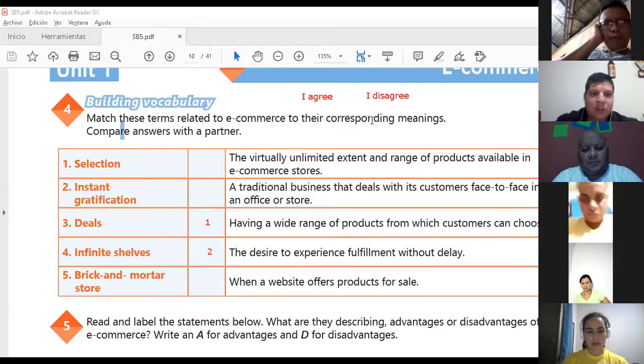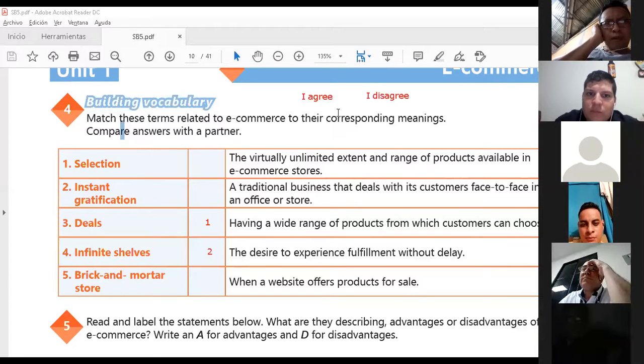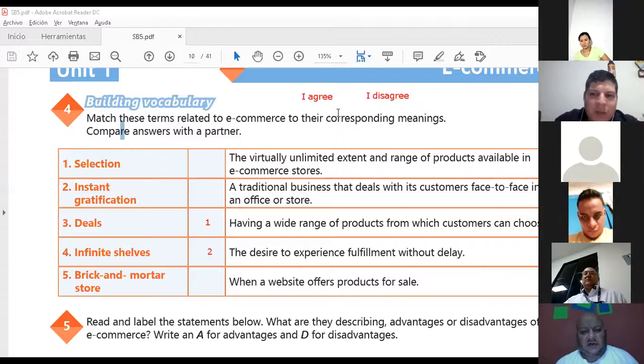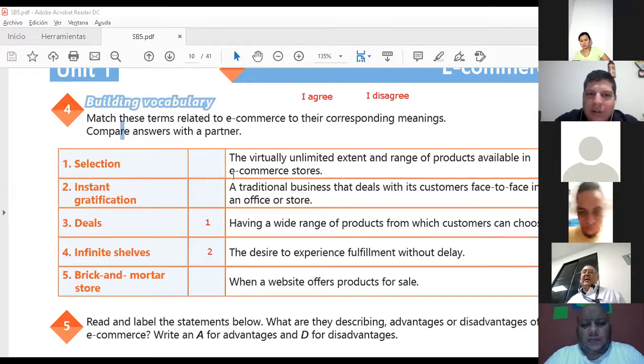Right. Next one, number three, deals. Traditional business, deals, customer face to face. When the website offers products for sale. Face to face in an office or a store. I got it. The last one.